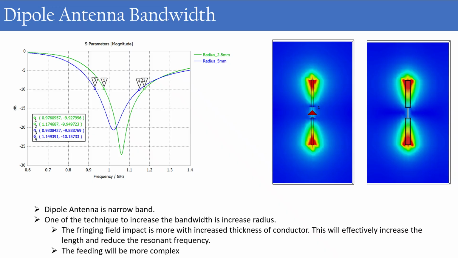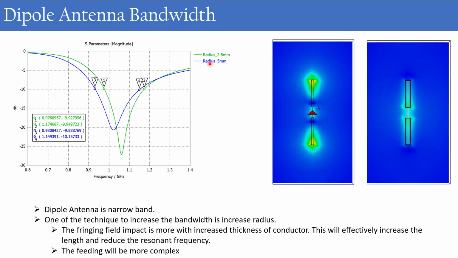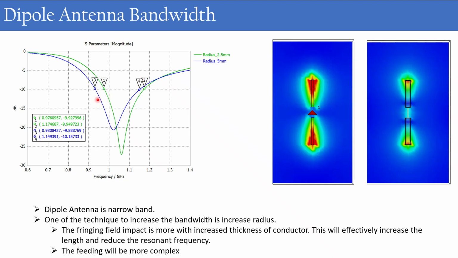The dipole antennas are usually narrow band in nature, and one technique to increase the bandwidth is to increase the radius of the conducting wires. So here is a comparison of the response of the dipole antenna with two radii, 2.5 mm and 5 mm. Here you can see that with increased radius, that is 5 mm, there is a slight increase in the bandwidth of the antenna. But there are some other issues also when we increase the thickness of these conducting wires.